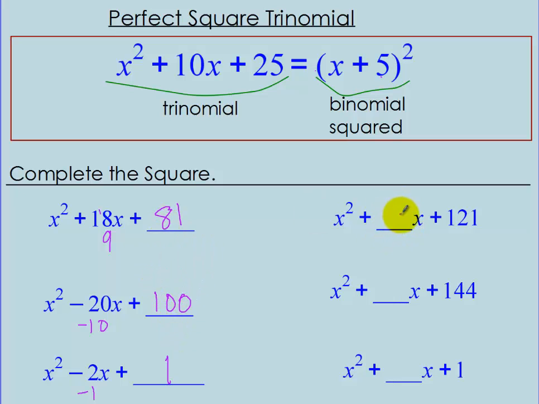Over here, I'm just trying to figure out what number goes in the middle. This middle term is going to be the square root of the last number. That's going to be 11, and double that, so it'll be 22 right here. This one will be the square root of 144, which is 12, and double that will be 24 here. And the square root of 1 is going to be 1, and double that will be 2 right here. So that's how you complete the square.